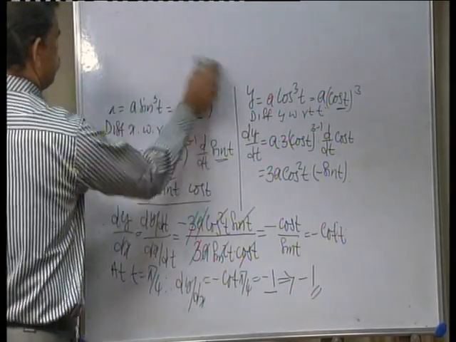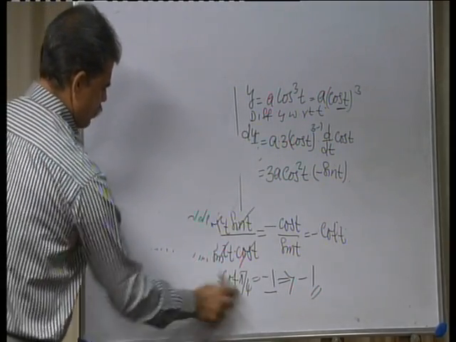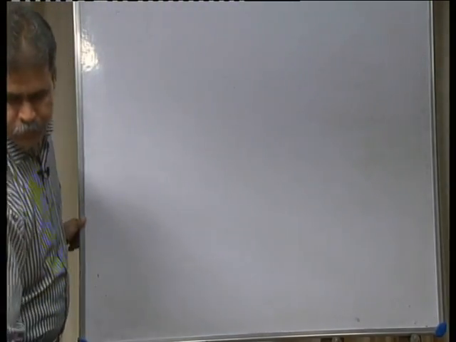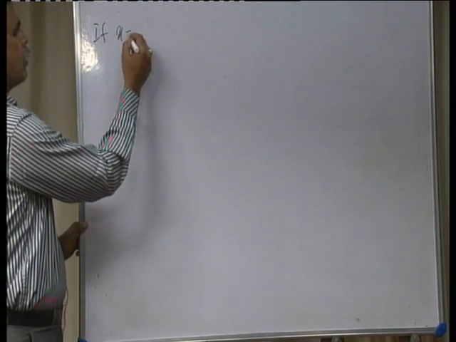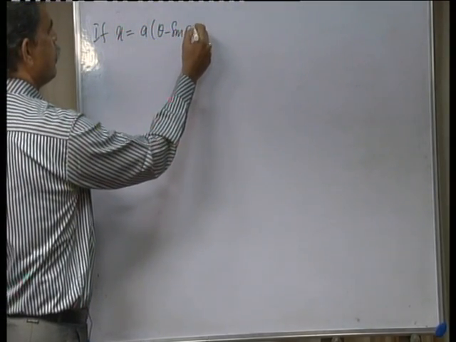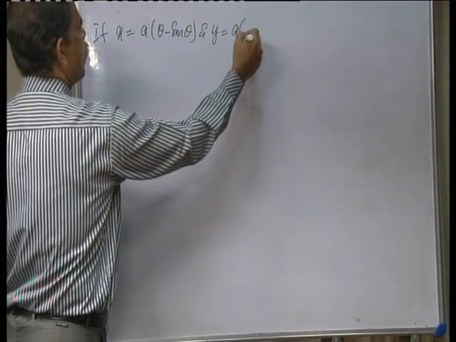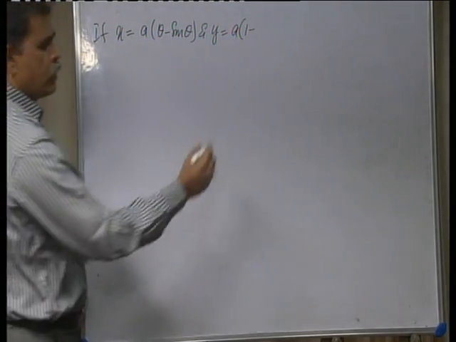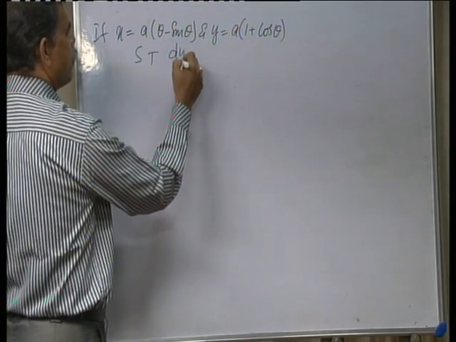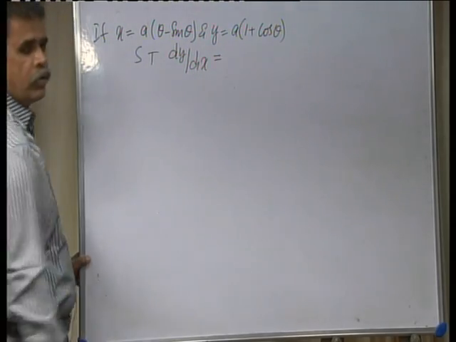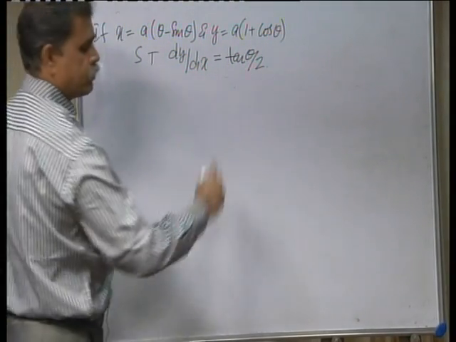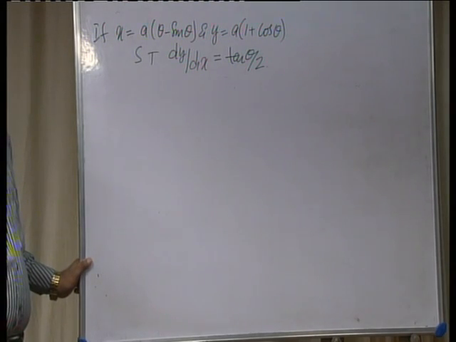Next question. If x is equal to a into (theta minus sin theta) and y is equal to a into (1 plus cos theta), show that dy by dx is equal to tan theta by 2. Let me see whether we get tan theta by 2 or not.